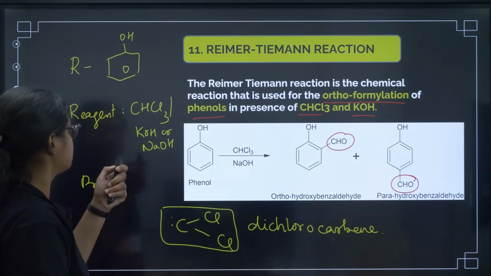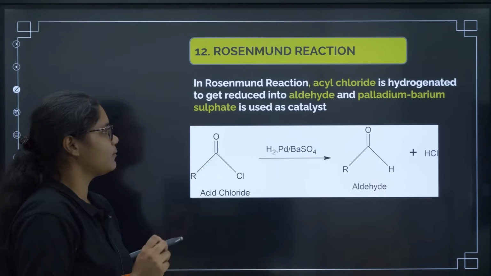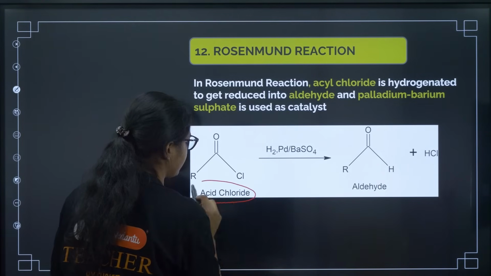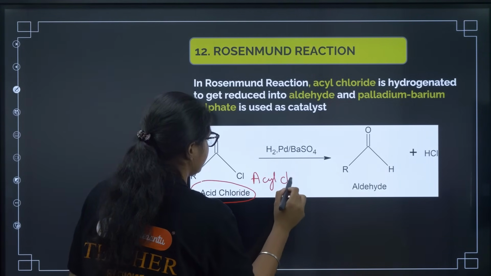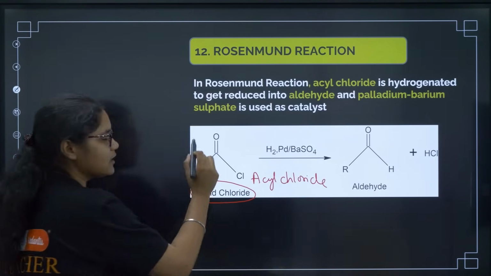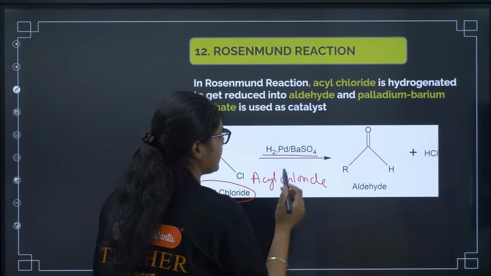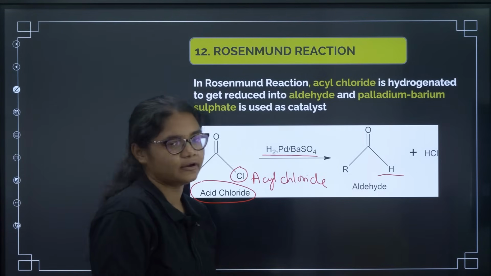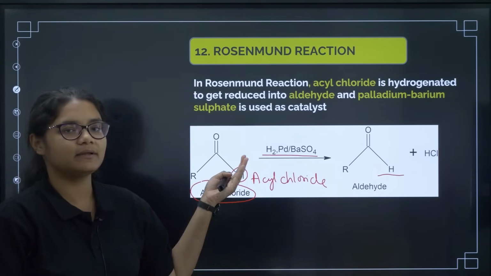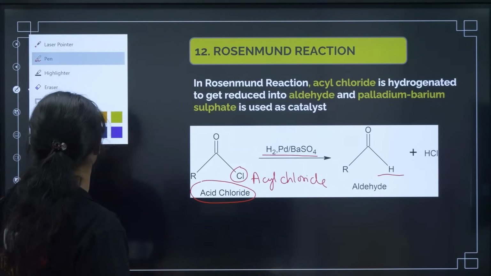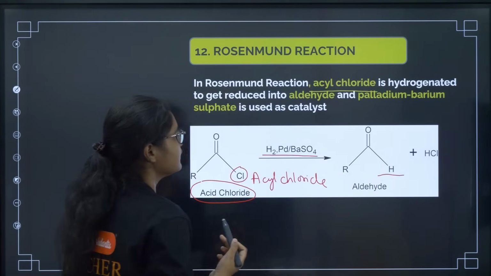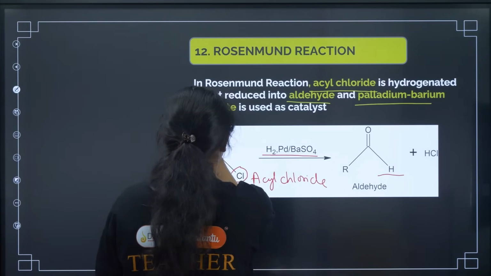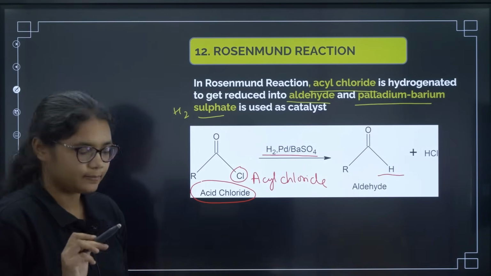Next reaction is Rosenmund reaction, another important one. So here again, what is the reagent? The reactant is acyl chloride, RCOCl, and the reagent is hydrogen with palladium on barium sulfate. Very simple reaction: just remove the chlorine and replace it with hydrogen. It is a preparation method for aldehydes. So acyl chloride is the reactant, aldehyde is the product, and palladium barium sulfate with hydrogen is your reagent.